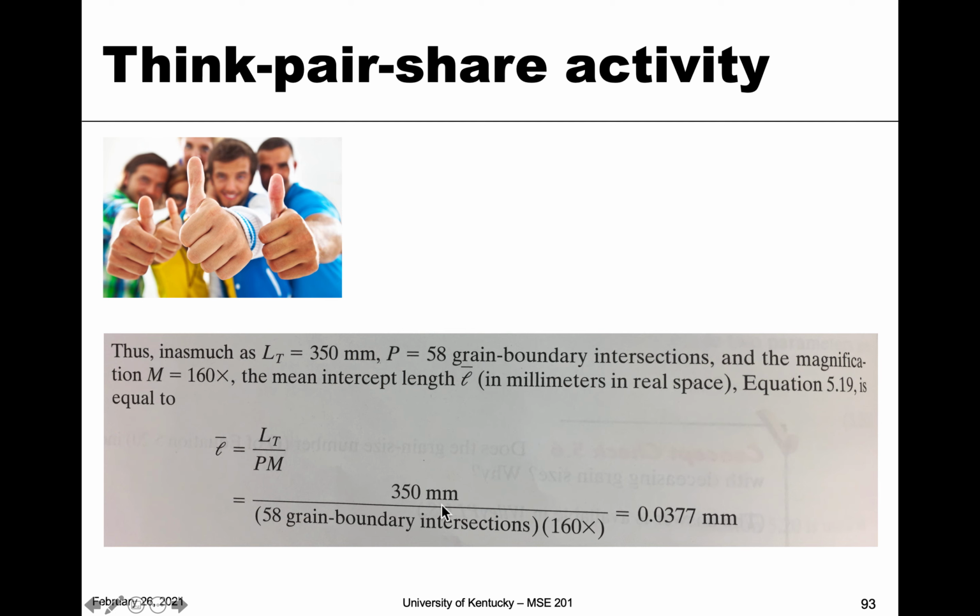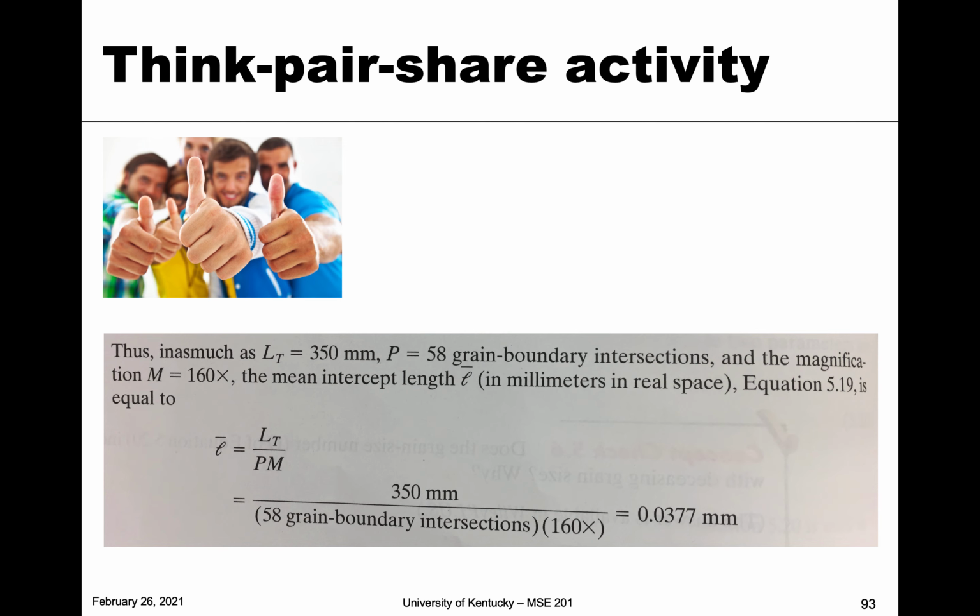If we plug all that in, we get a mean intercept length of 0.0377. And these two are unitless. So the units are going to be millimeters here. This basically tells us the average or mean length between the intercept positions that we have in the real material. So the conversion factor is the magnification.